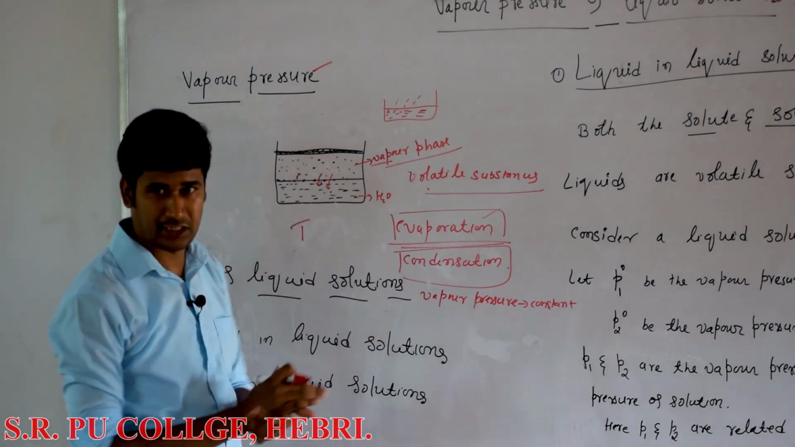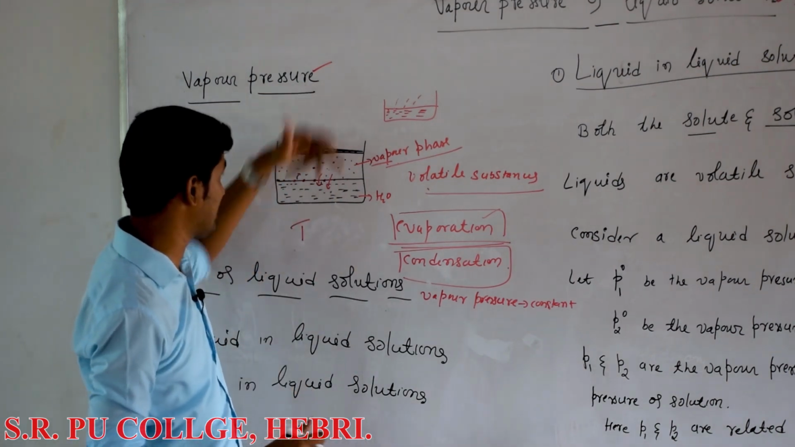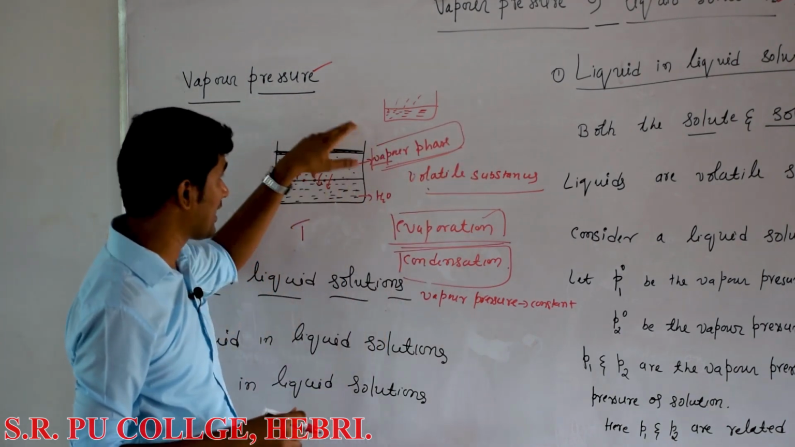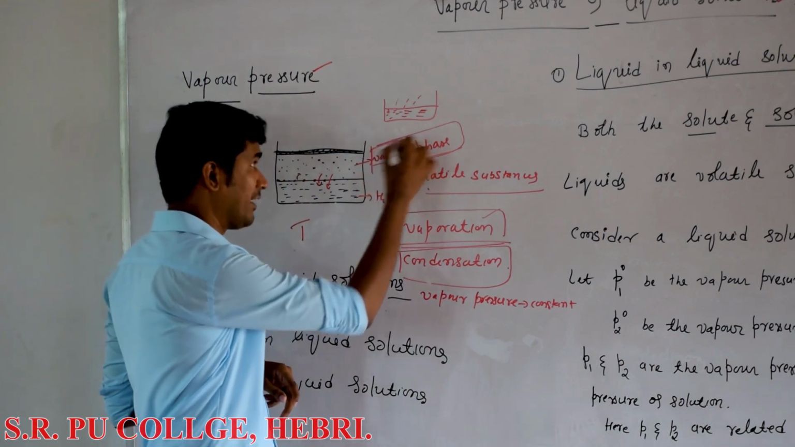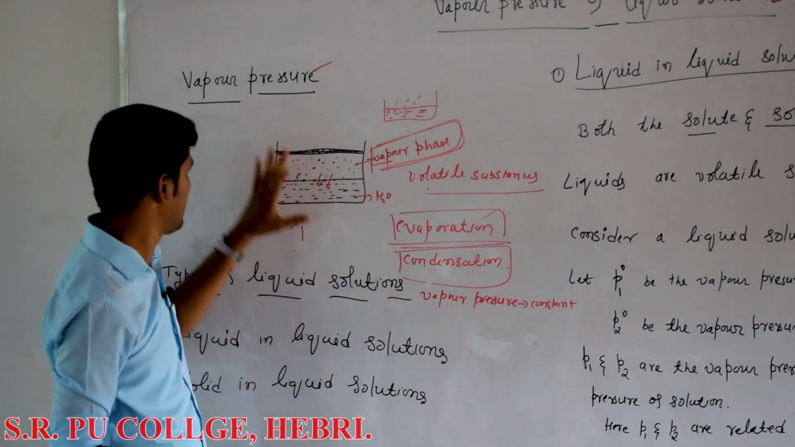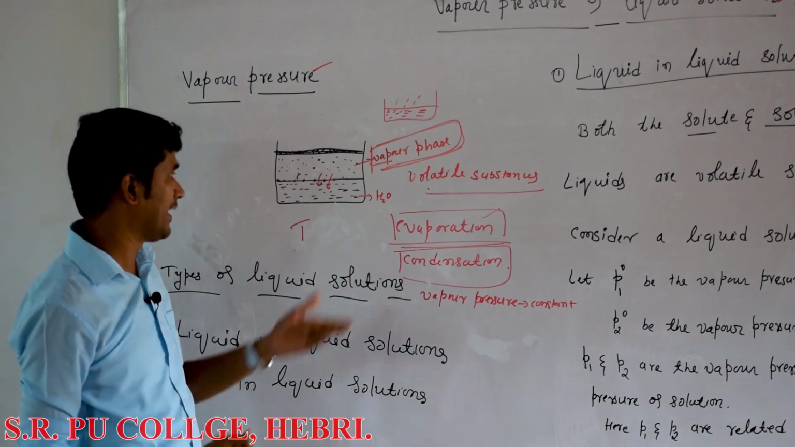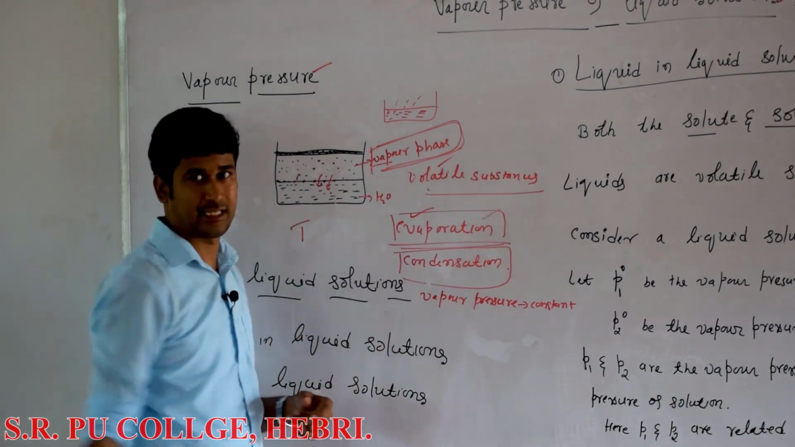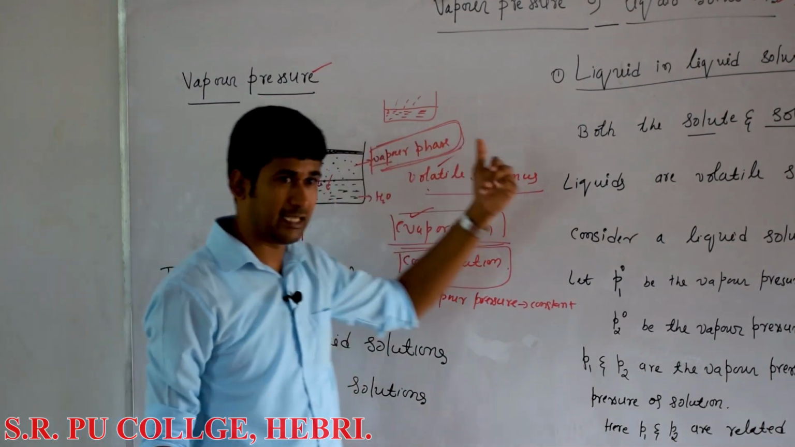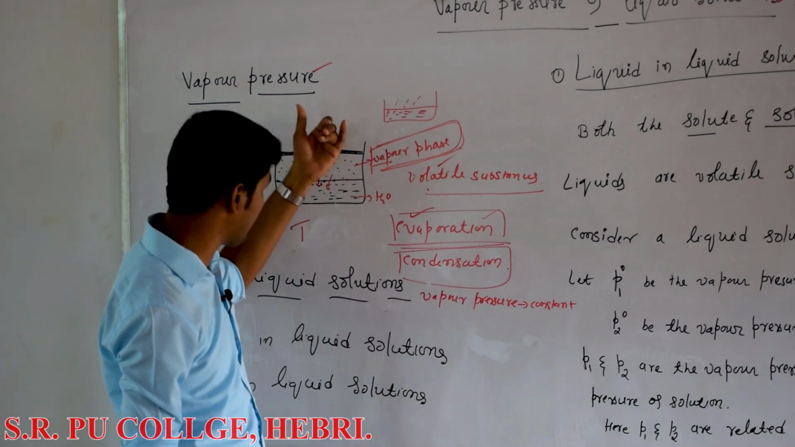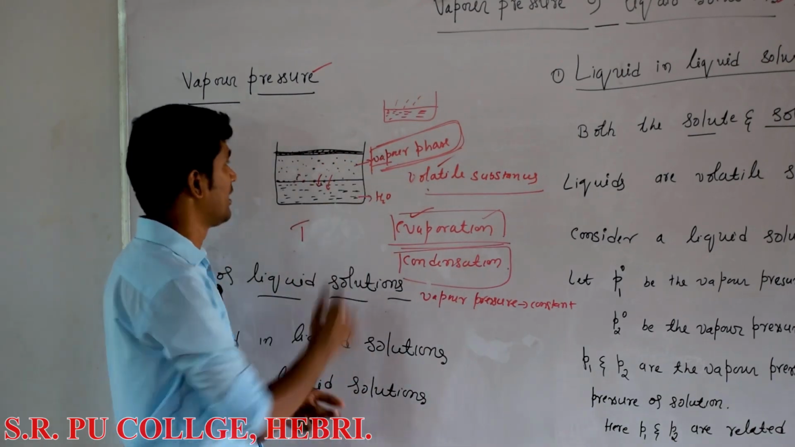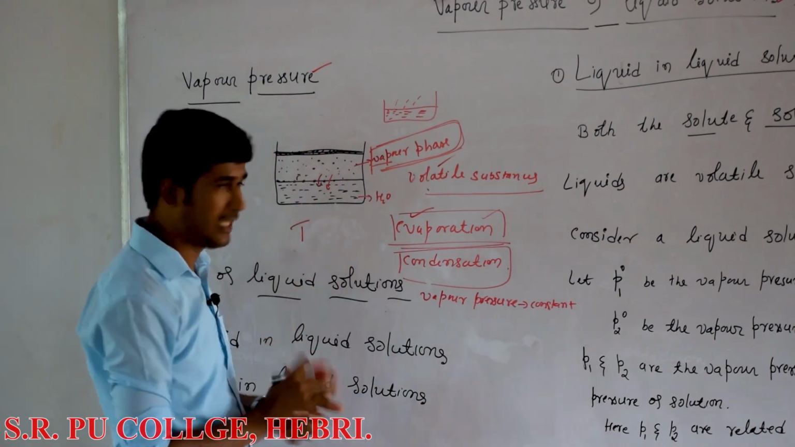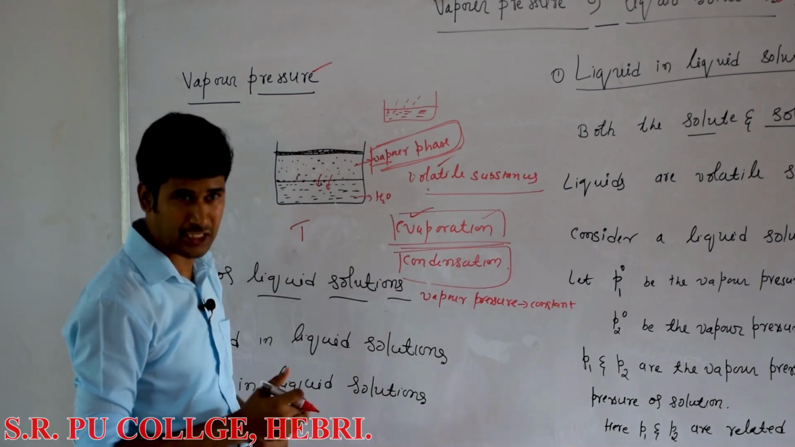Did you understand what vapor pressure is now? Vapor pressure is nothing but the pressure exerted by the vapor of the liquid, the molecules which are present in gaseous state. So this is about the vapor pressure of a liquid. Why do they form vapors? Because liquids are volatile substances. The molecules at the surface undergo evaporation and form vapors. These molecules of liquid in vapor phase exert pressure on the liquid, which is known as vapor pressure.